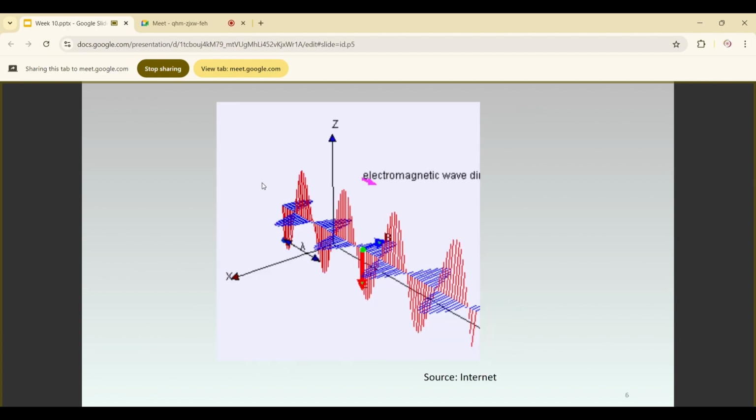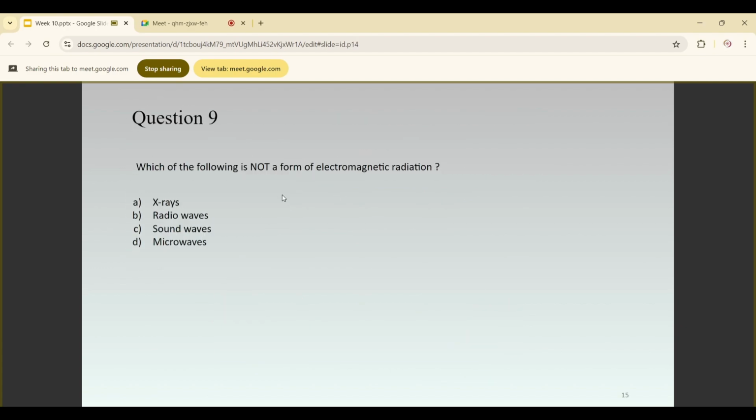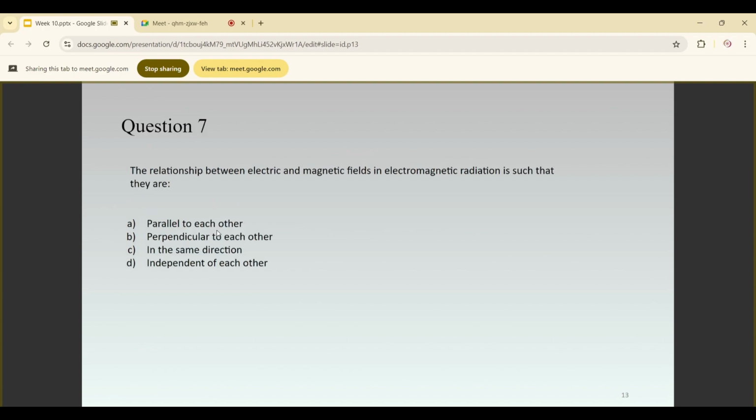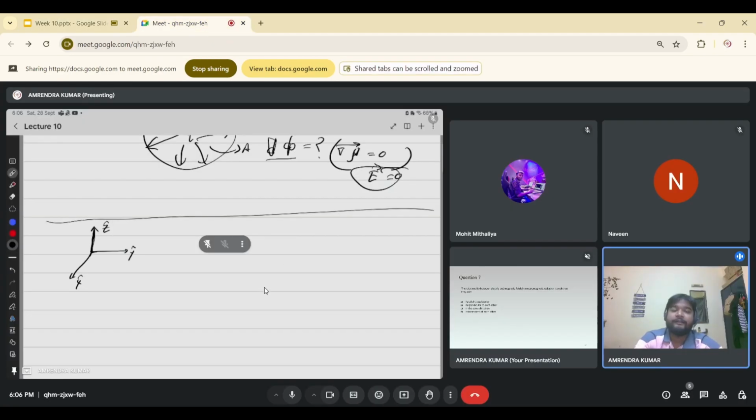So the question is the relationship between the electric field and magnetic field in electromagnetic radiation: are they parallel to each other, perpendicular to each other, in the same direction, or independent of each other? You can see that they are not independent, obviously, because they are being generated from each other, so their directions won't be in any random directions. Are they parallel? No, they are not parallel. Are they perpendicular? Yes, they are perpendicular.